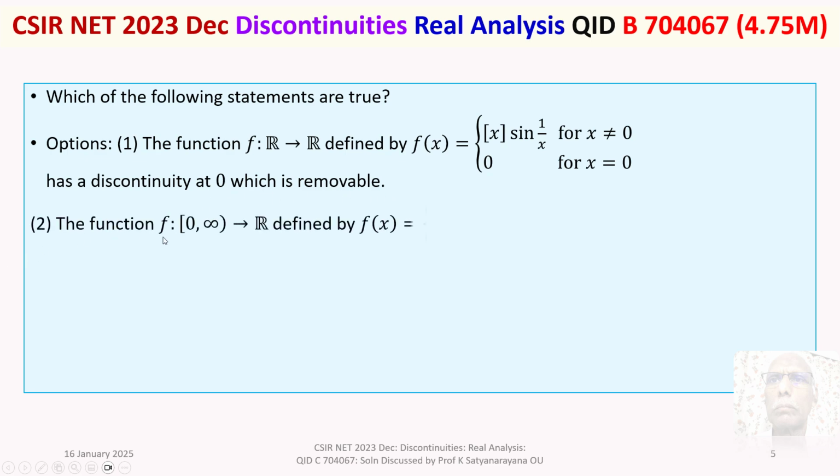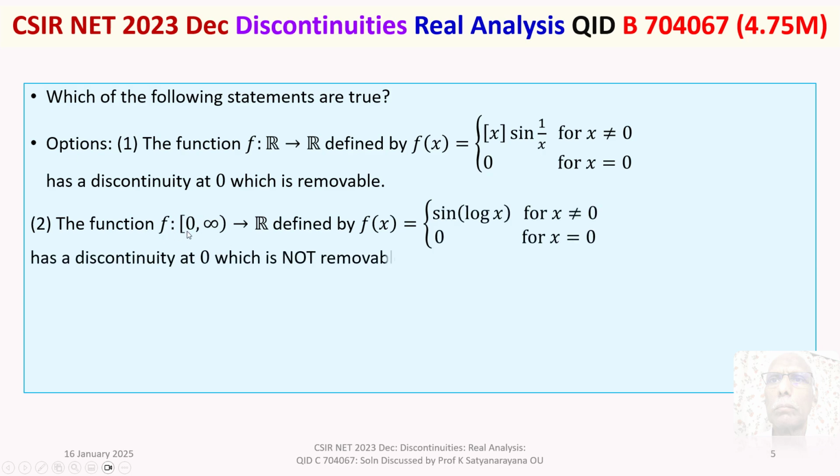Option 2. The function f from the closed 0 to open infinity, that is a semi-closed interval, to R defined by f of x is equal to sine of log x for x not equal to 0, f of x is equal to 0 for x is equal to 0, has a discontinuity at 0 which is not removable.